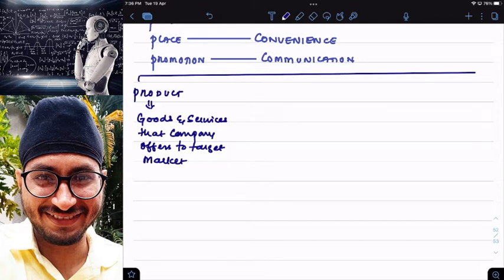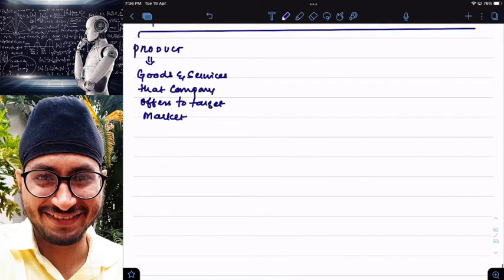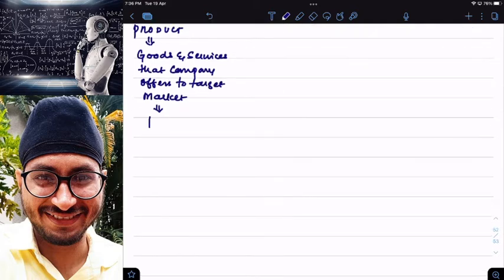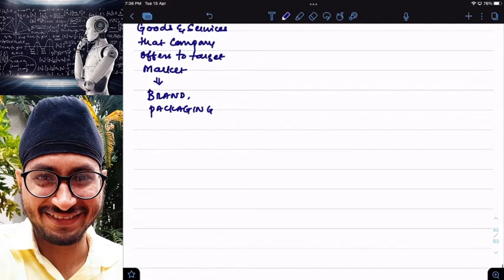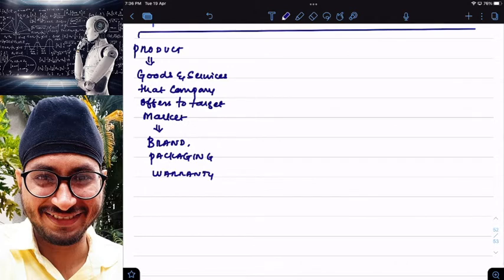Is called as product. Now, whenever I am launching a product, some points I have to keep in mind. Let us say, for example, packaging, brand. Branding of product should be good on a product. Packaging of the product should be good, and warranty. All these things should be properly displayed on the product. Then only customer will have an interest to buy your product.